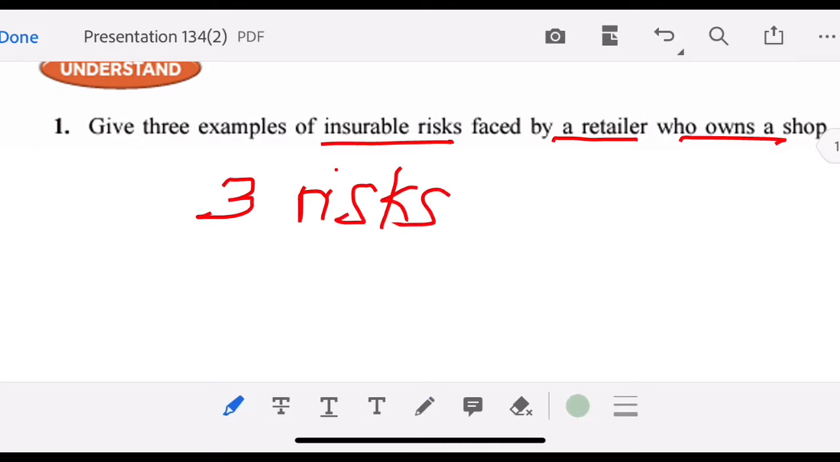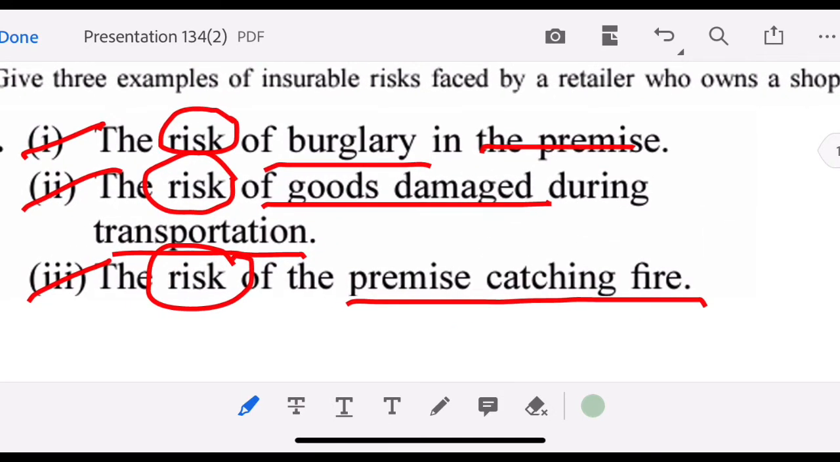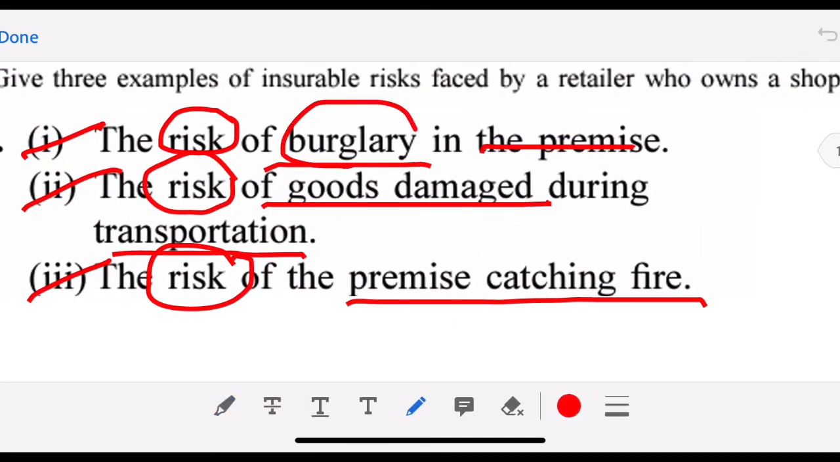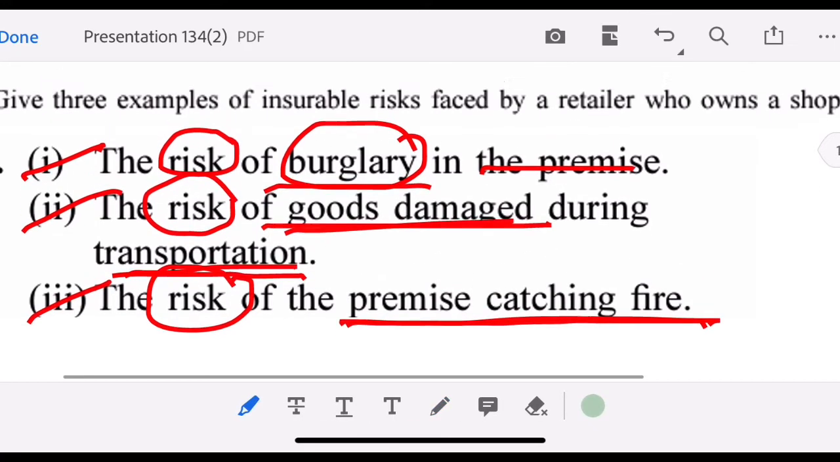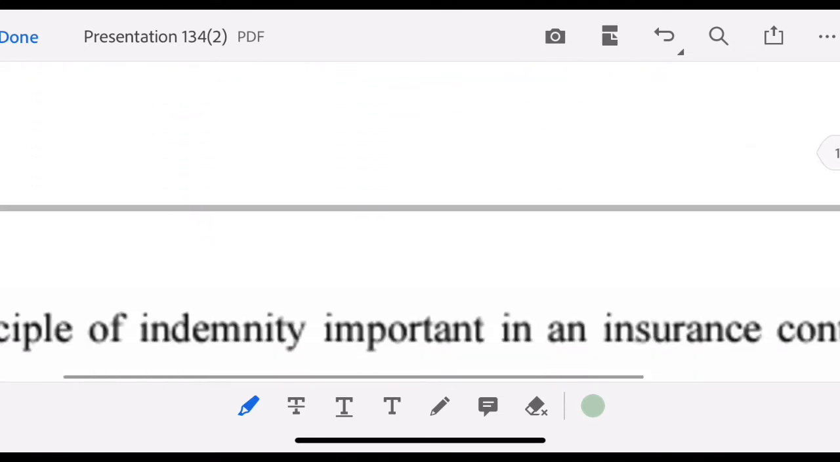Okay, so one of the risks maybe is the risk of burglary, which might happen in a premise, or maybe the risk of goods damage during transportation. Okay, and the third one may be the risk of premise catching fire. Right, these are the risks that you need to consider for the shop.